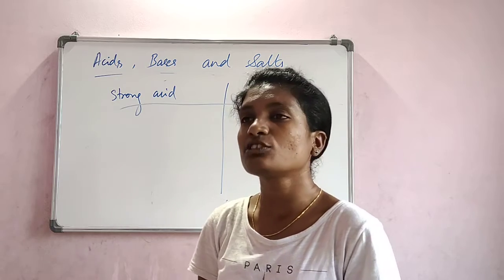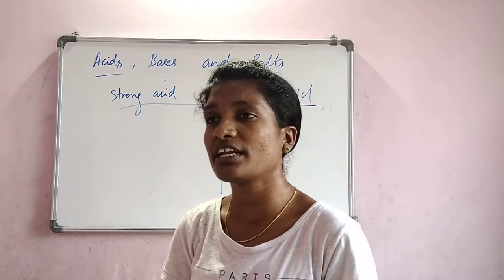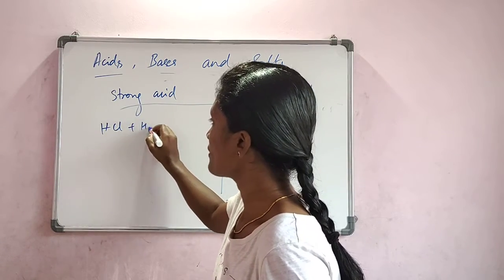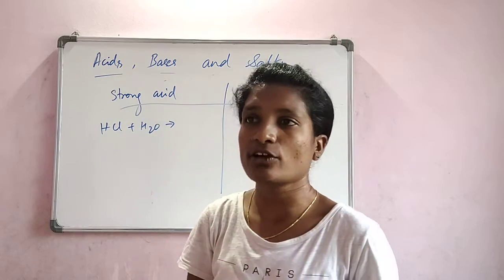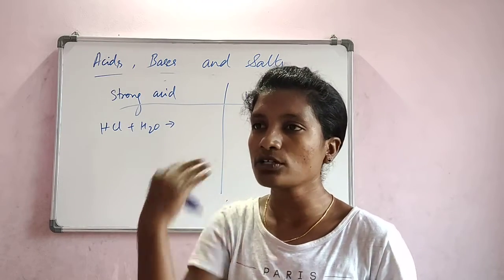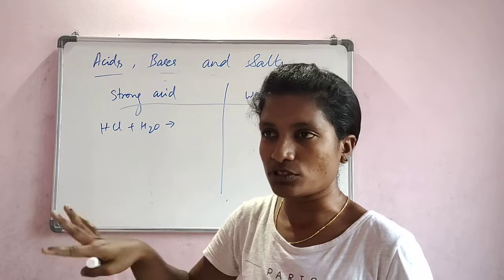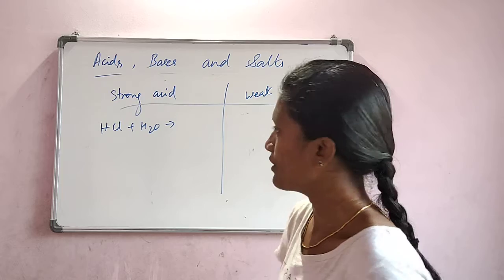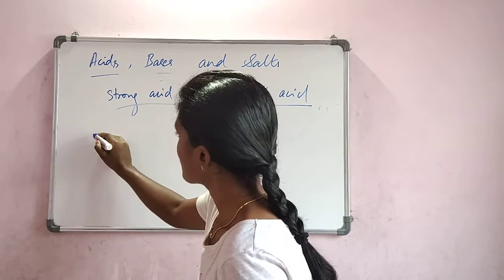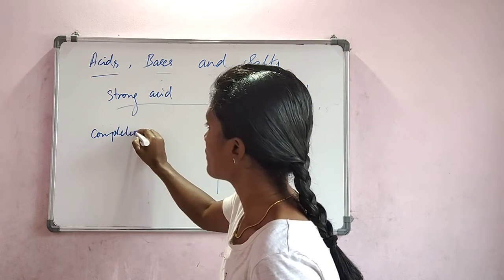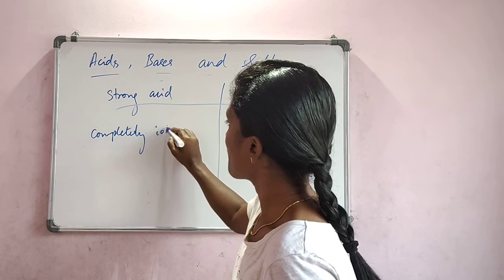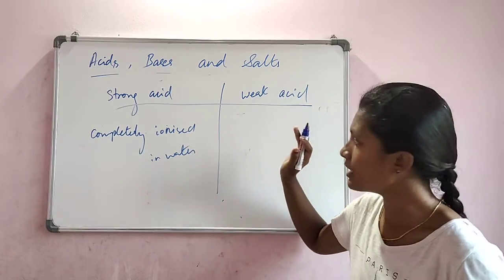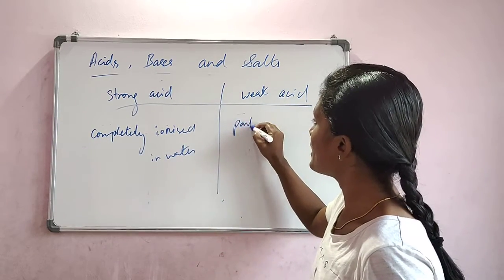When a strong acid is put into water, it is completely ionized into H plus ions. If you take HCl and put that in water, it will be completely ionized. It means it will completely decompose into ions, and they are capable of conducting electricity or showing acidic behavior. So we can say they get completely ionized in water. Whereas weak acids get partially ionized.